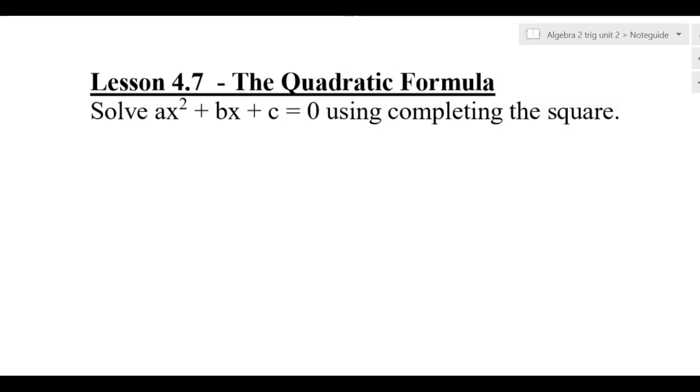Follow some things you guys did. So the first thing we did was we moved the c over because we didn't think that that was necessarily the right constant because we don't know what value c has. And then we divided everything by a.